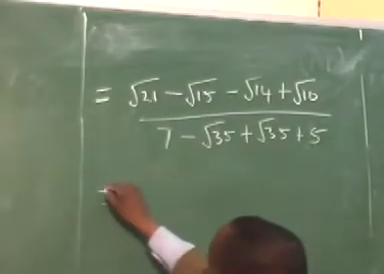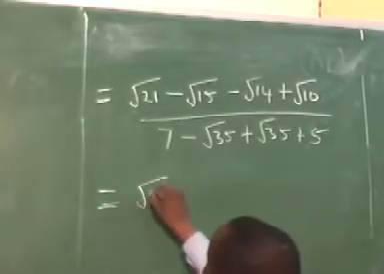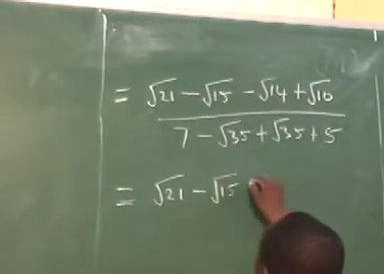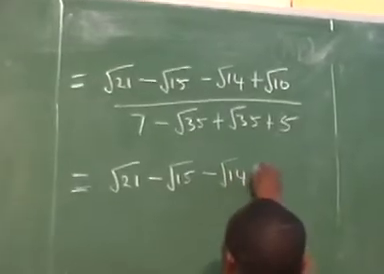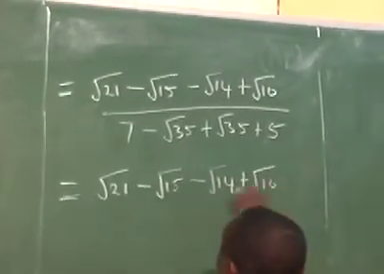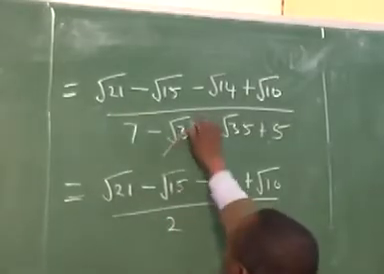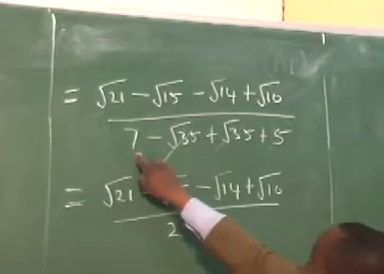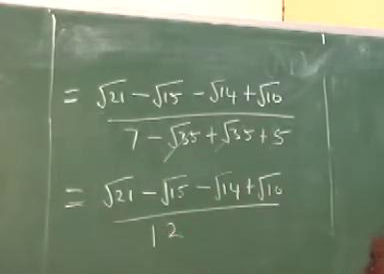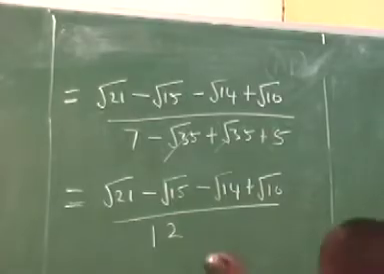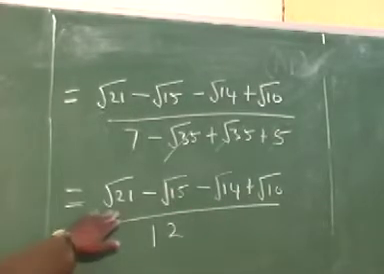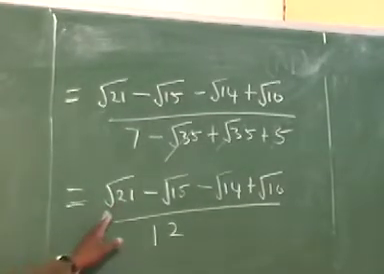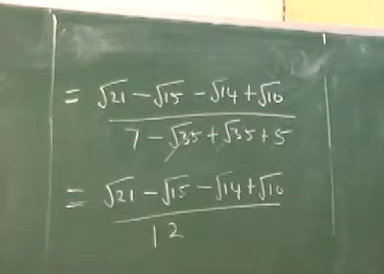Now it is the same thing as root 21 minus root 15 minus root 14 plus root 10 all over 2, because the minus and plus root 35 will cancel. Okay, then 7 plus 5 will give us 12. So if these surds could be expressed in a way that one is a perfect square, we can also further simplify it.